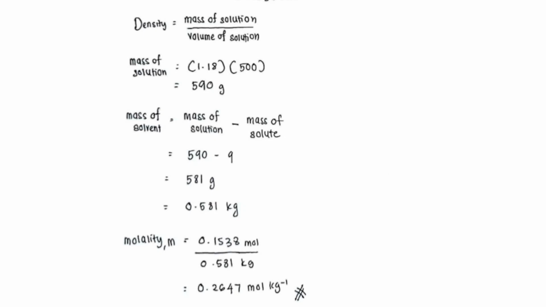So we already found the moles of solute, and then we need to find the mass of solvent. In order to find the mass of solvent, we can use the information given, which is the density of solution, and we write down the formula of the density, which is equal to mass of solution per volume of solution. Then we substitute the information, the density is equal to 1.18, and the volume of solution is equal to 500 ml, and we can find the mass of solution is equal to 590 gram. And then we need to find the mass of solvent, which means mass of solution minus mass of solute, and you will find the mass of solvent is equal to 581 gram, and then we need to turn it into kg, which is 0.581 kg.